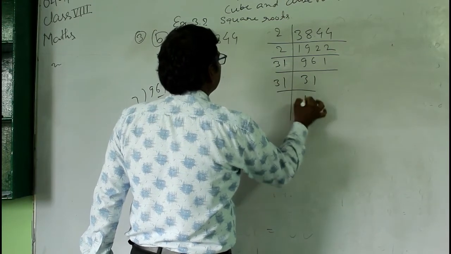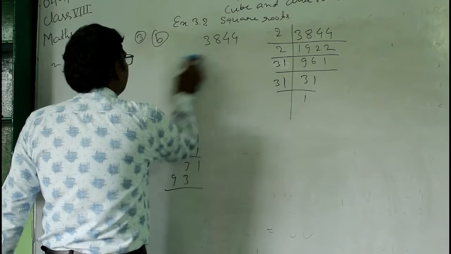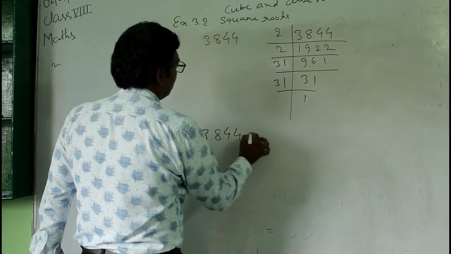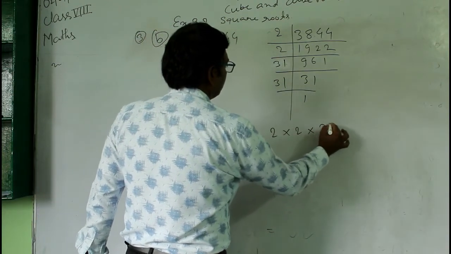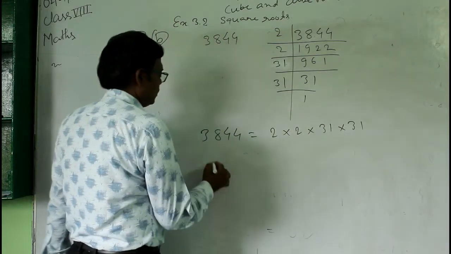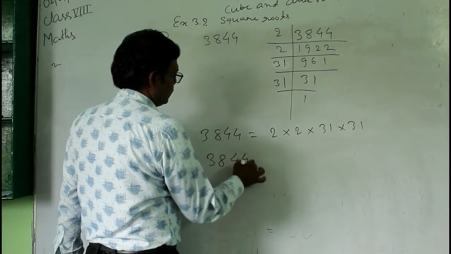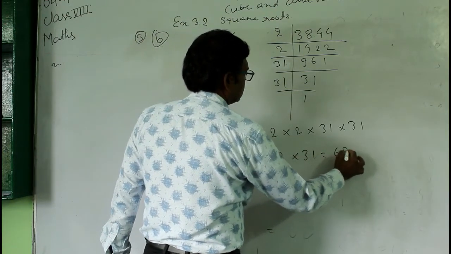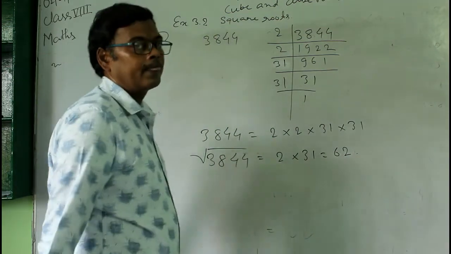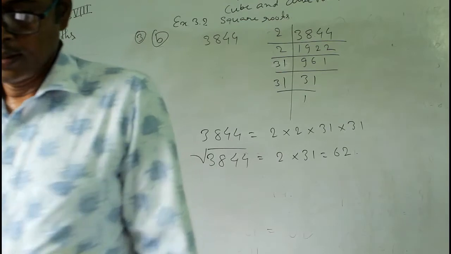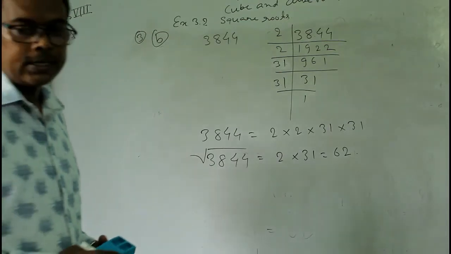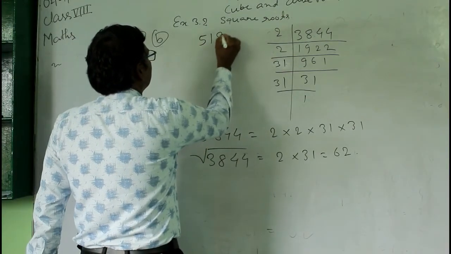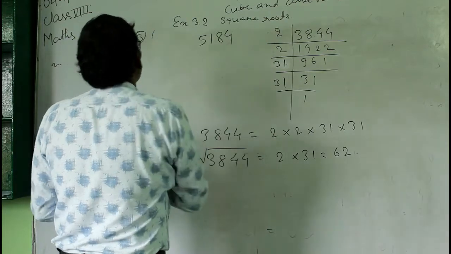So the prime factors of this are, you will write 3844 equal to 2 into 2 into 31 into 31, and therefore the square root of this number 3844 is equal to 2 into 31 equal to 62. Okay, so this is the answer. Next number is 5184. Question number C.